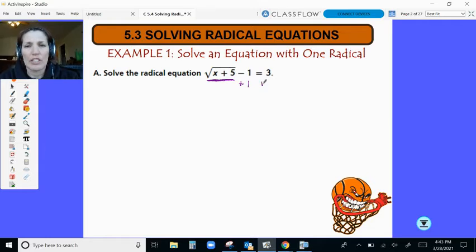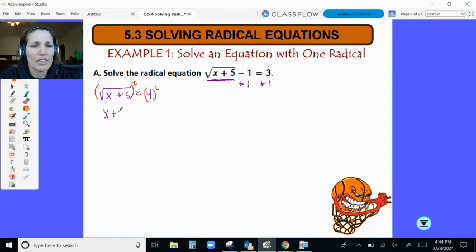So we're going to add 1 to each side of this equation to isolate that radical. So we have the square root of x plus 5 equals 4. From here, we want to eliminate this radical. This is a square root, so the inverse function of a square root is to square it. So we're going to square both sides of the equation. Then we have x plus 5 equals 16, and now we can solve for x.